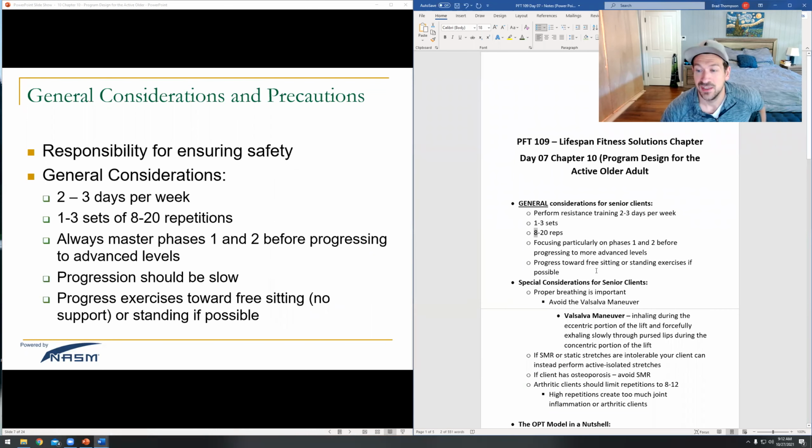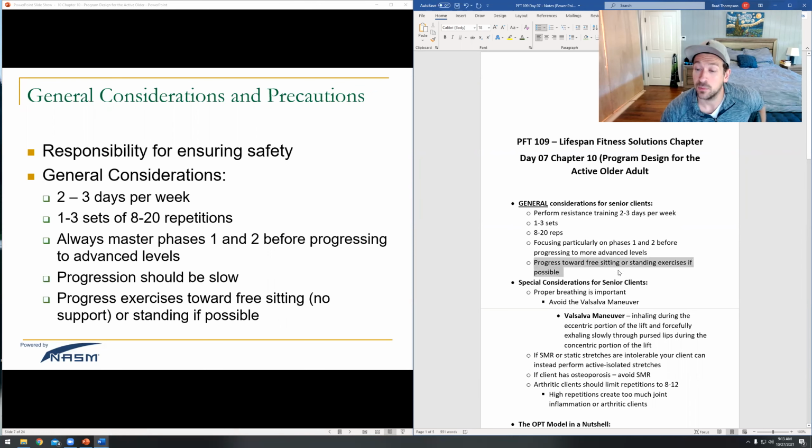Other than that, we're pretty much just staying in that bottom section of the OPT model, because a lot of seniors are not really putting a special emphasis on max strength or hypertrophy, or muscle gain or explosiveness. So generally, we're going to stay in phases 1 and 2. We might do a little bit of phase 3 stuff at the higher repetition ranges.